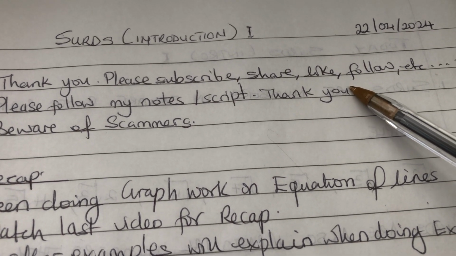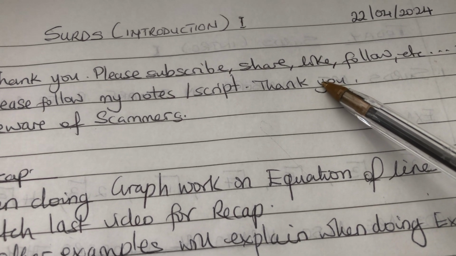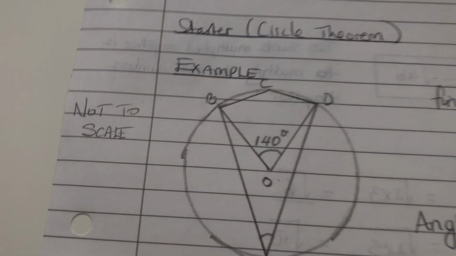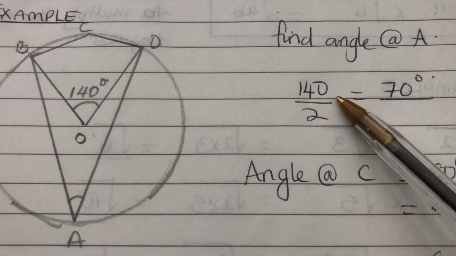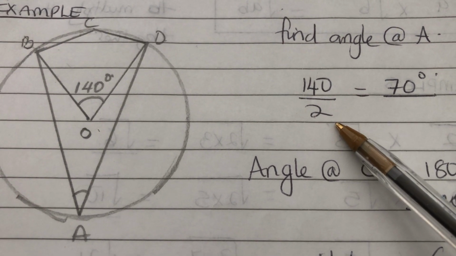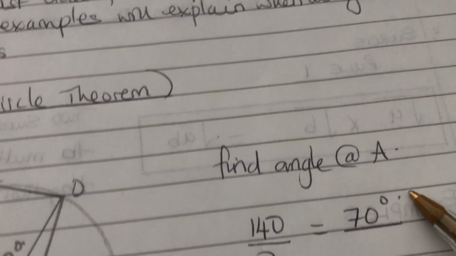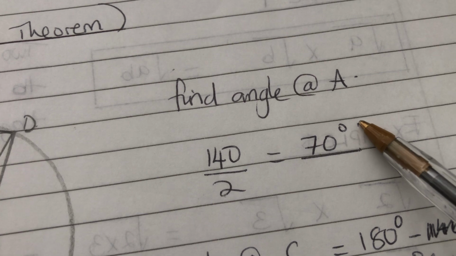Maths is full of numbers, a lot of stuff. So for instance, here it's 140 divided by 2, which is 70 degrees. If you hear anything apart from that, go by the notes.